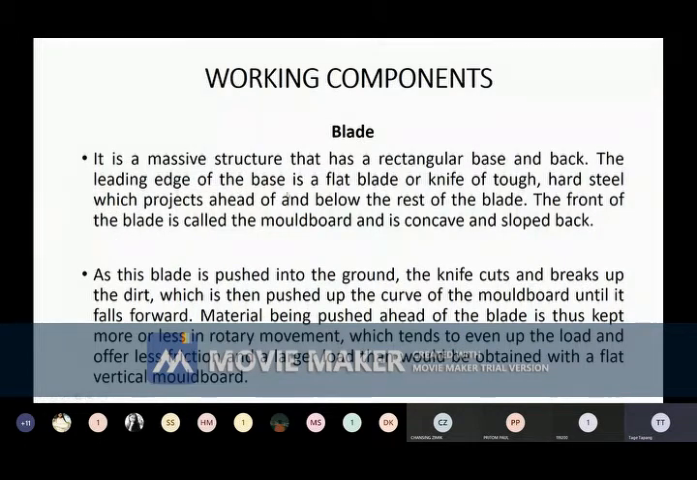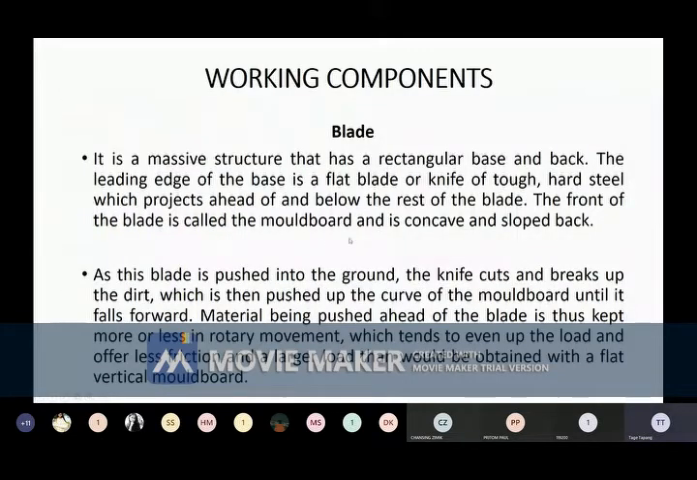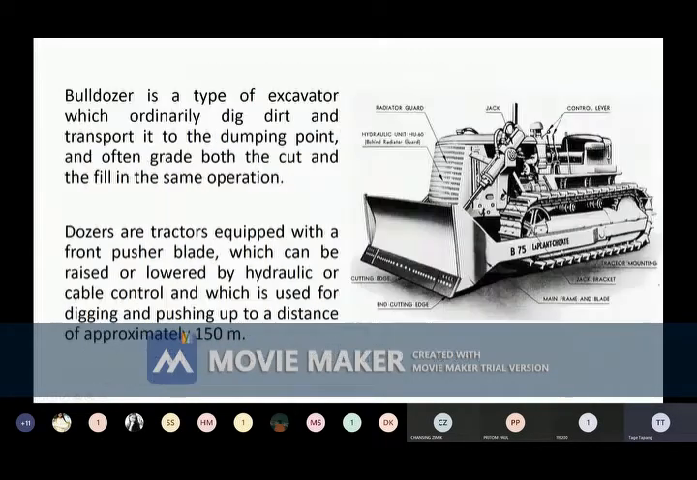The leading edge of the blade is a flat blade or knife of tough, hard steel which projects ahead of and below the rest of the blade. See, this is the portion we are talking about, the cutting edge or knife. The front of the blade is called the moldboard and is concave and sloped backward. You see, this huge portion is curved inside. This is called the moldboard. It collects the soil and rolls the soil over in this fashion.